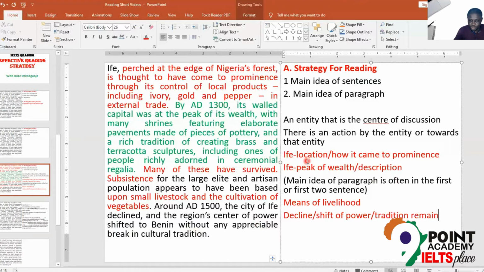So it is talking about how Ife came to prominence. You can see that the whole paragraph is all about the prominence of Ife. So you can see this sentence, its wealth, the means of livelihood for the people, then the decline, the shift in power, and the fact that the tradition remain. So when you are reading, if you read this way, you are able to skim through the whole paragraph in like 30 seconds to 1 minute maximum.